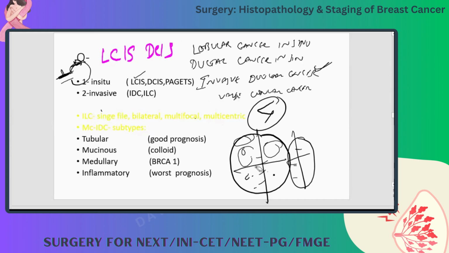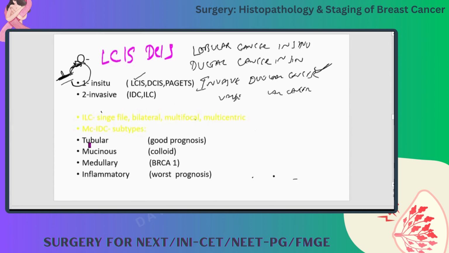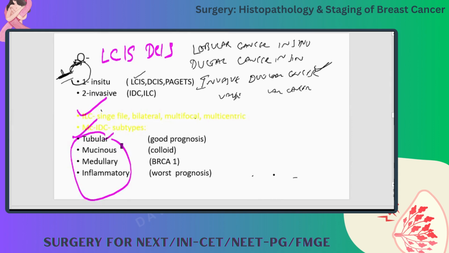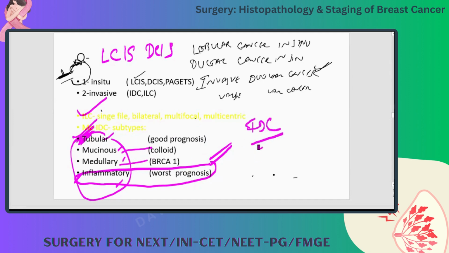Only one point, but very important. Then invasive ductal we'll discuss. Invasive ductal has 4 types: tubular, mucinous, medullary, inflammatory. Out of these, inflammatory has the worst prognosis. They'll ask you which subtype of IDC, infiltrating duct cancer, has the worst prognosis. It is inflammatory. Good prognosis: tubular. Mucinous is colloid and medullary is BRCA1 positive. No need to go into that detail, but for understanding's sake, infiltrating duct cancer: worst prognosis is inflammatory, good prognosis is tubular.